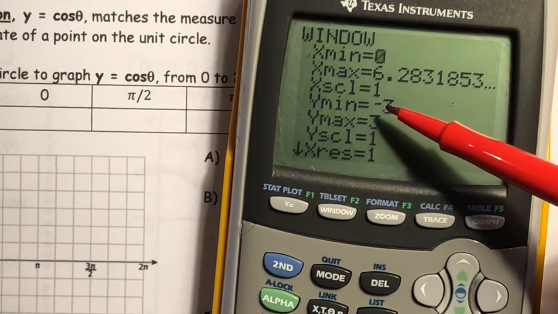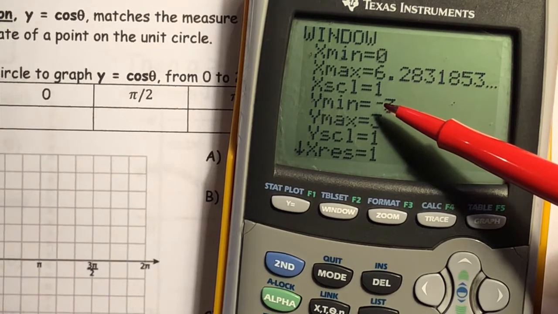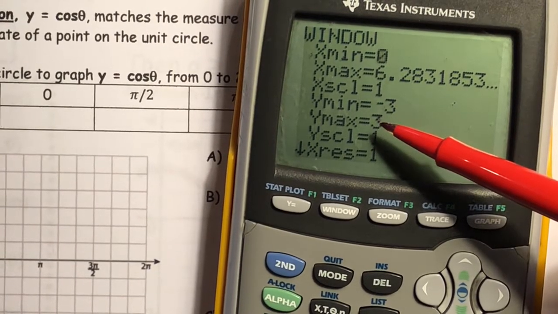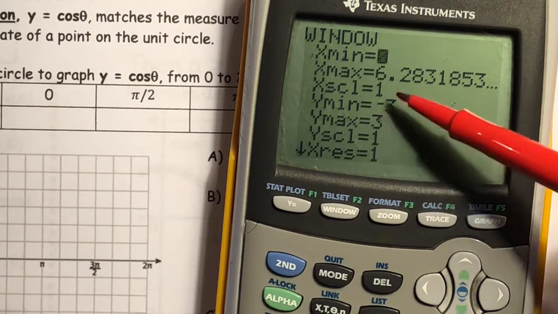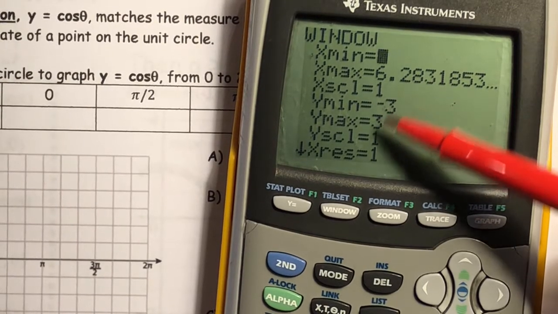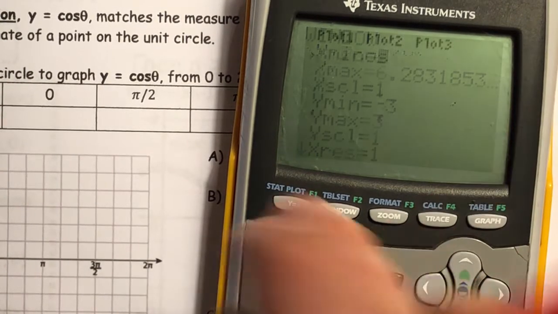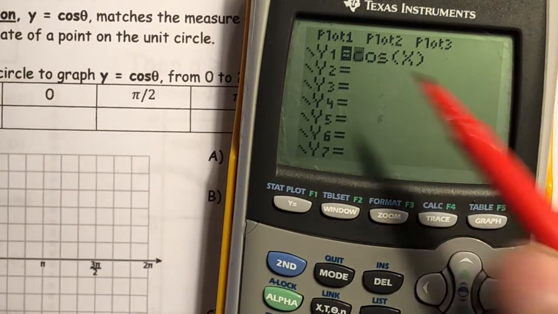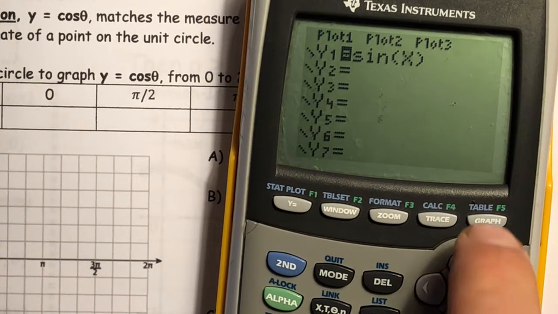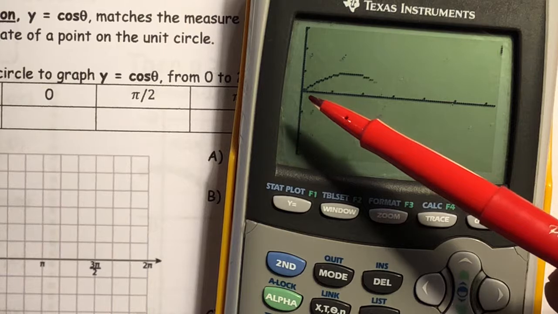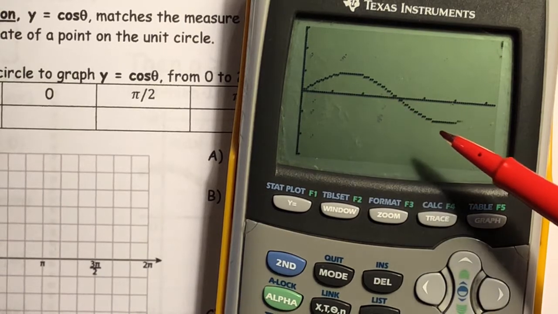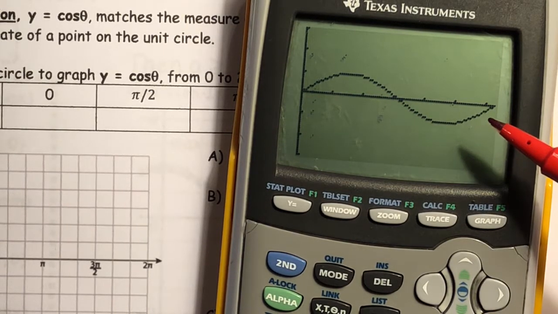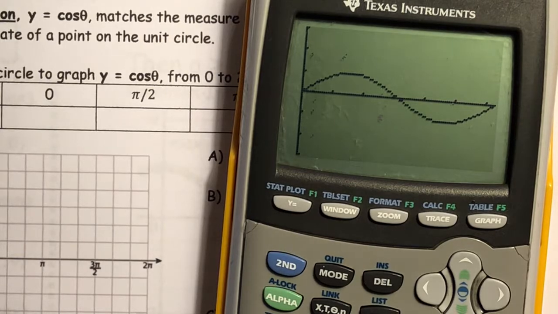For my minimum, I put -3 for my y, and for the height of my graph, I put 3. Now you can change those if your amplitude is larger than that. But you can see, I just typed the cosine. If I were to put the sine function in and graph it, 0, max, 0, min, 0. And that's what that looks like.